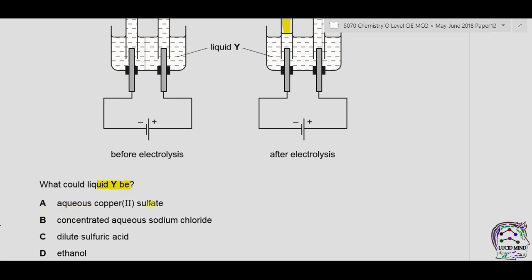In A we have aqueous copper 2 sulfate. In aqueous copper 2 sulfate we have copper plus 2. We also have sulfate, and as we have water, so we have H plus ions and OH negative ions.